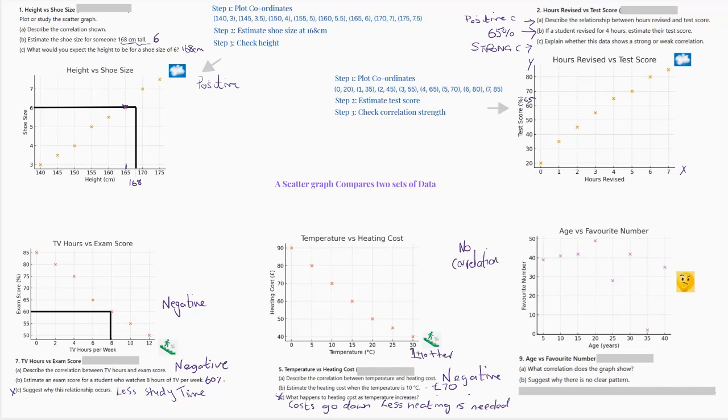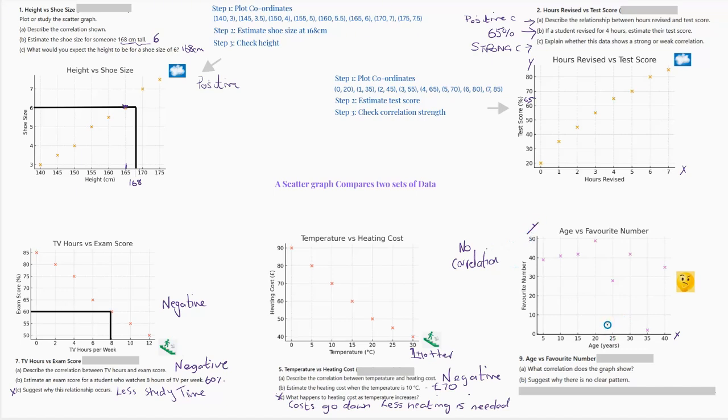And then finally, there's no correlation. I've told you that, but by now you should know, is it going to the sky? Nope. Is it walking down any stairs? Nope. Where is it? It's all over the place. So there is no correlation, is there? There is no correlation. Suggest why there is no clear pattern. So now, it's one of them ones we've got to answer. So the age is across the x-axis. Yep. And the favourite number is on the y-axis.